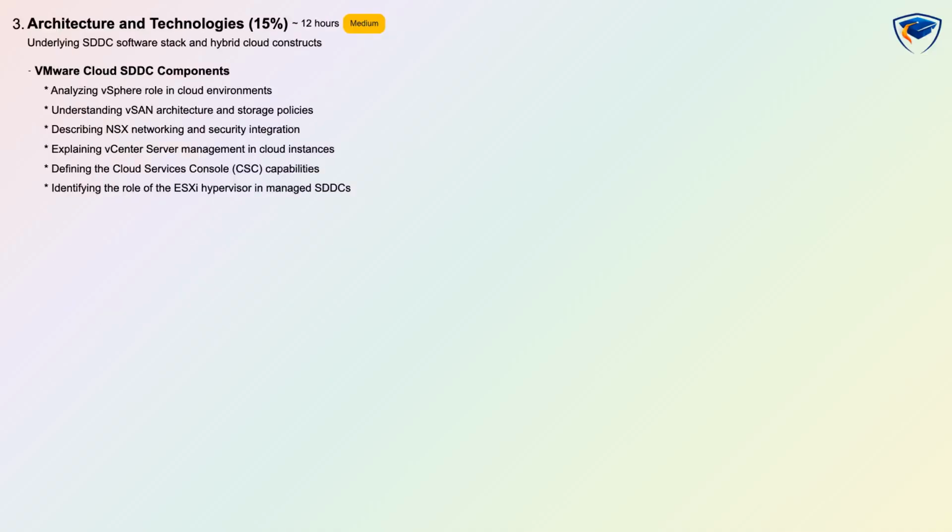Moving on to the next domain, Installing, Configuring, and Setup. This domain focuses on initial SDDC deployment and networking infrastructure. You will learn about deploying a software-defined data center, SDDC, configuring management gateway, MGW, firewall rules, configuring compute gateway, CGW, firewall rules, establishing connectivity between on-premises and SDDC, setting up DNS and IP management in the cloud, and configuring hybrid linked mode for unified management.